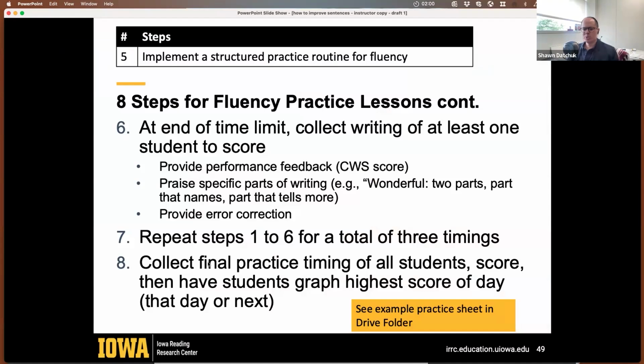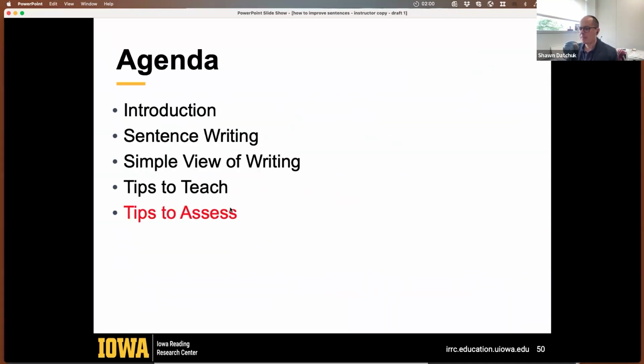And then finally, if you're doing this as a small group or whole group, you can collect that final practice timing. That gives you a chance to monitor student progress. Okay, so that was the tips to teach.